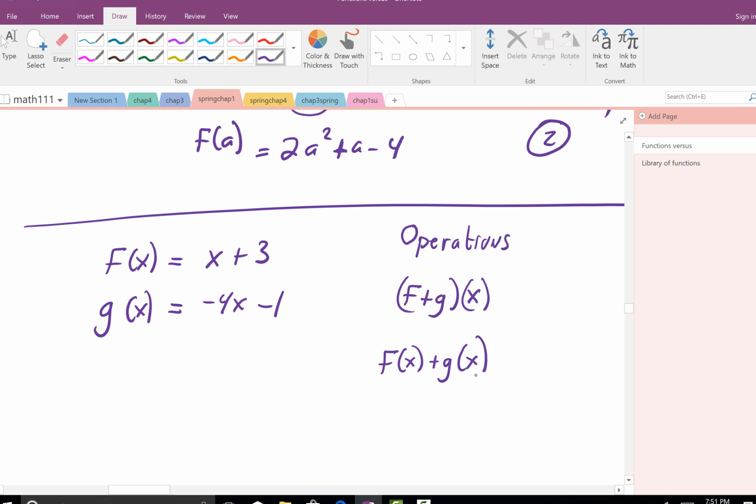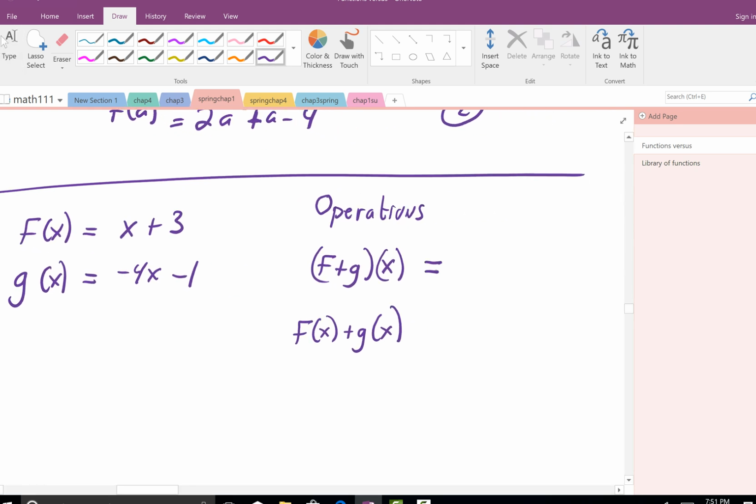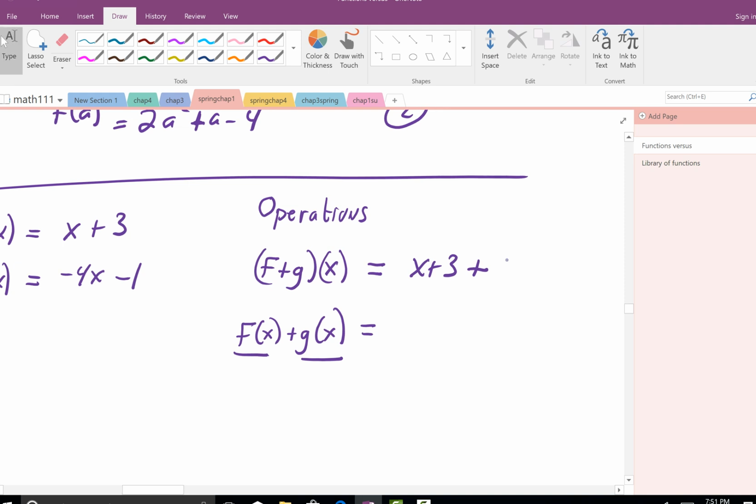But your book is going to do this stuff. Okay? So they are the same thing. All you're doing is taking these two functions and you're just adding them up. So you would take x plus 3, that's one of them, right? Plus negative 4x minus 1. All you're doing is just adding those up. It's the same thing, but the notation and how it's written, this seems to make more sense for people.